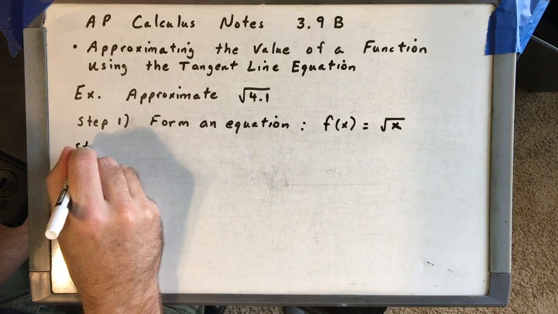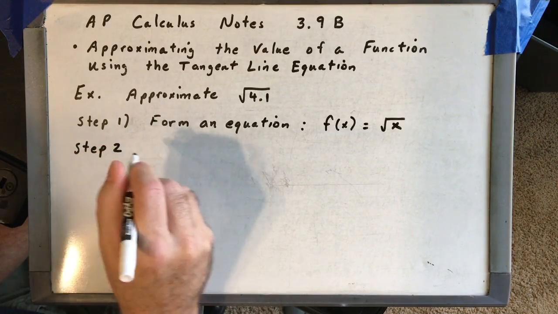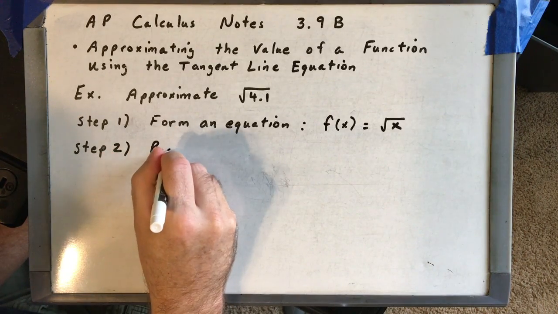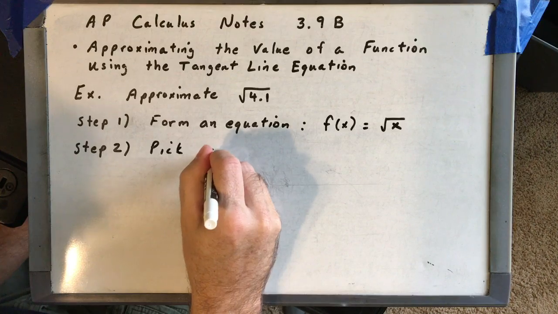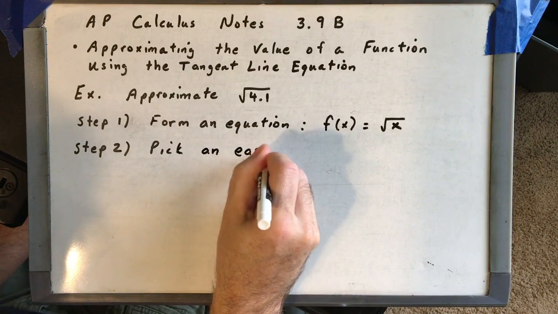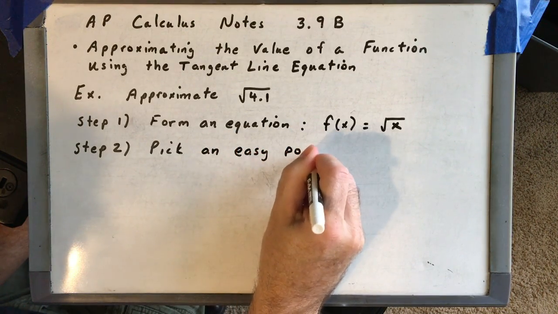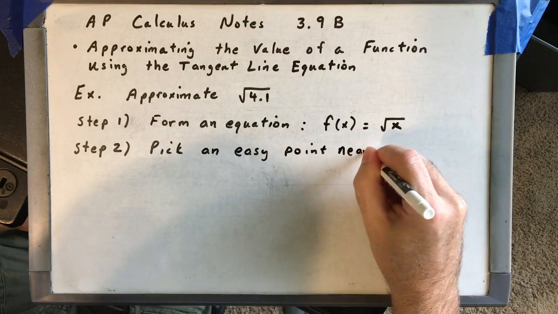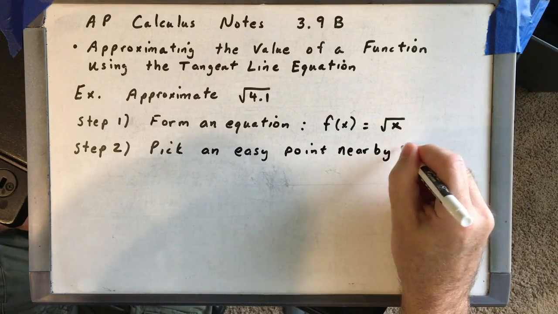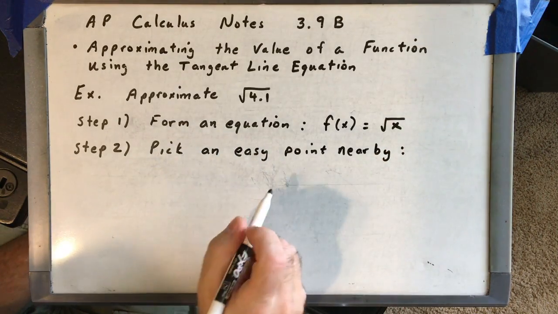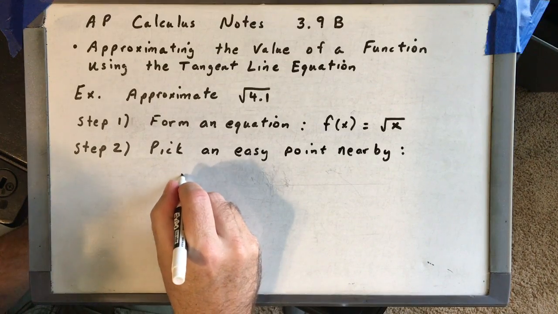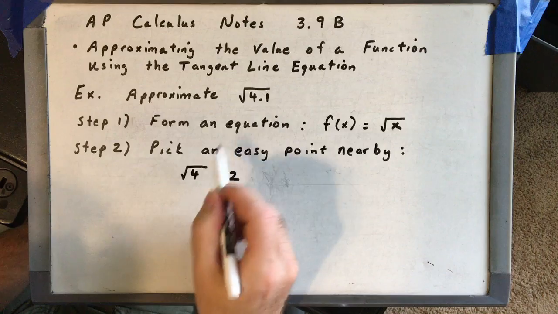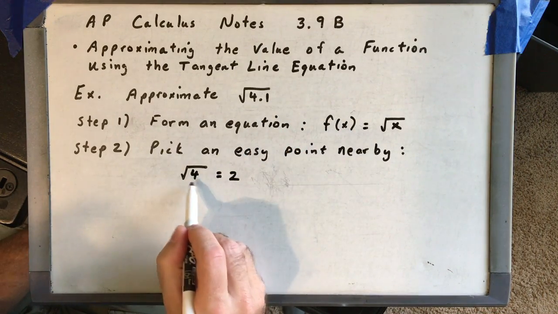So step 2 is we want to pick an easy point nearby. Okay, so what would be the easy point? Well, we know that the square root of 4 is equal to 2. Well, 4 is near 4.1, so let's pick that.